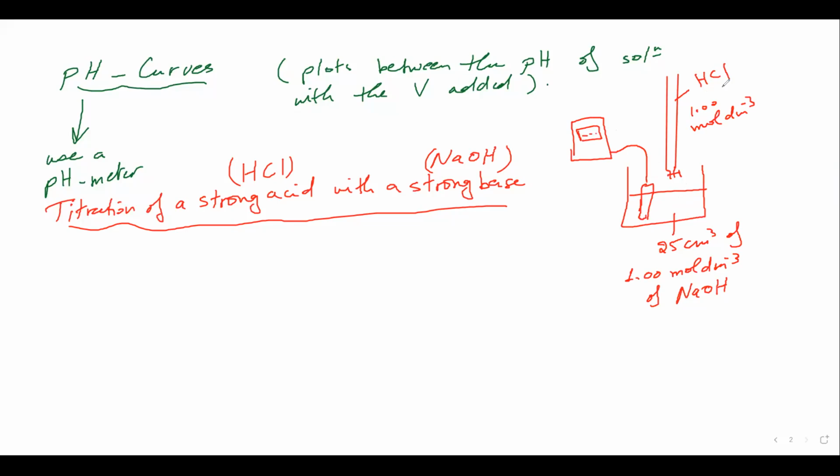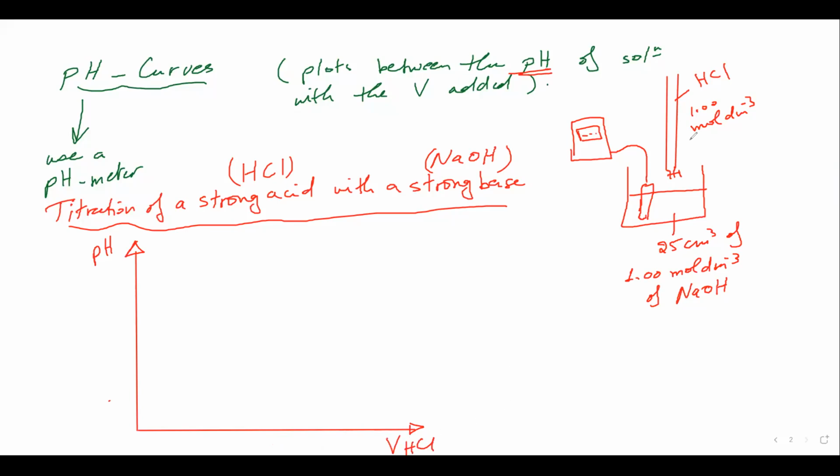As we add more and more HCl to the sodium hydroxide, what will happen? This is what we call the pH curve. Now, to draw the pH curve, we are going to draw the pH against the volume of HCl added from the burette. The volume of HCl added from the burette.